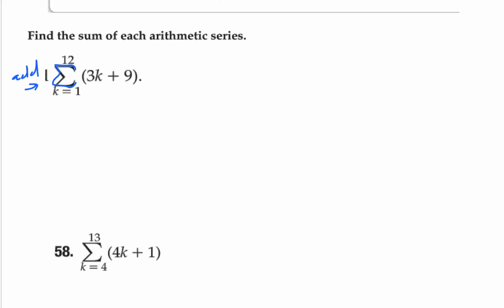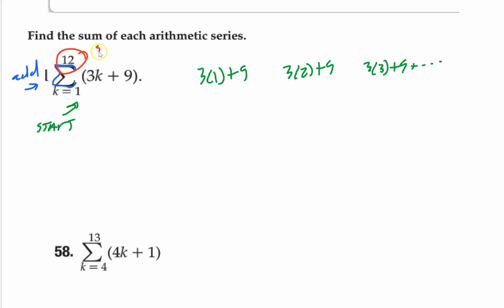Now the way this works is this. We're going to start down here. So we're going to plug in 1. So 3 times 1 plus 9. And then we're going to keep on counting up. We're going to plug in 2. 3 times 2 plus 9. And then we're going to plug in 3. 3 times 3 plus 9. And we're going to keep on going up until you get to the top number. Then you're going to stop.